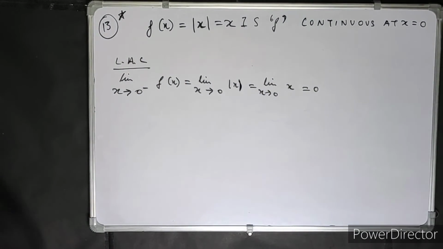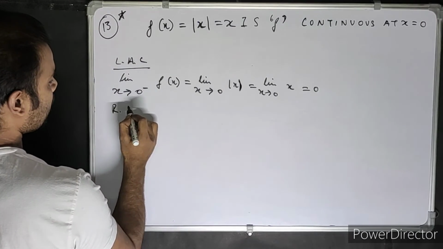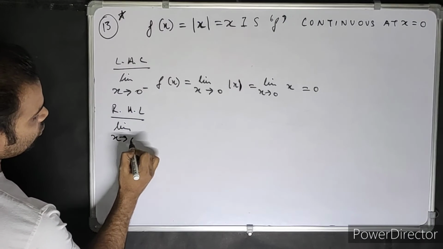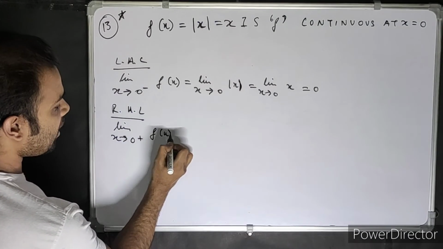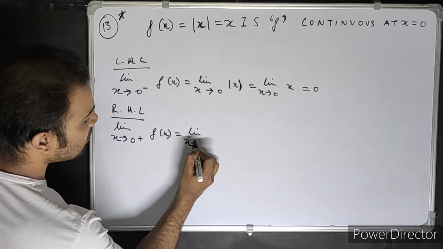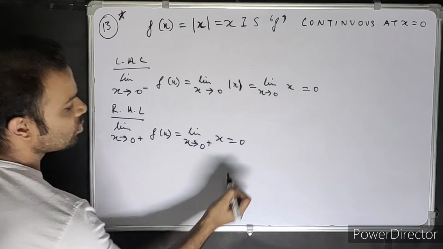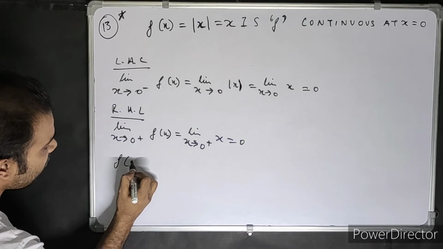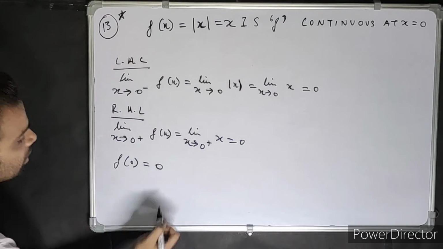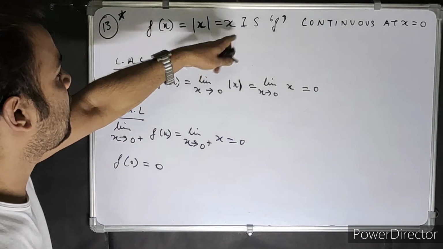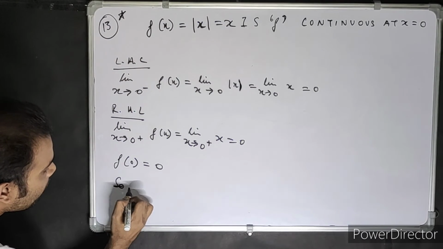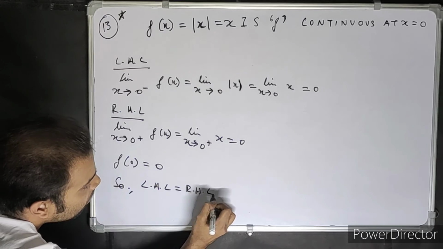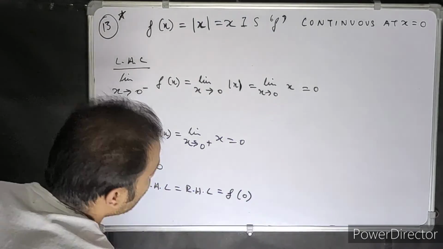Finished? Simply do. Okay, RHL: limit of x tends to 0 plus f of x is equal to limit of x tends to 0 plus x is equal to 0. Simply 0. That's what I am trying to say. Now f of 0 is equal to 0. Put 0 here. That's a 0. So LHL equal to RHL equal to f of 0.